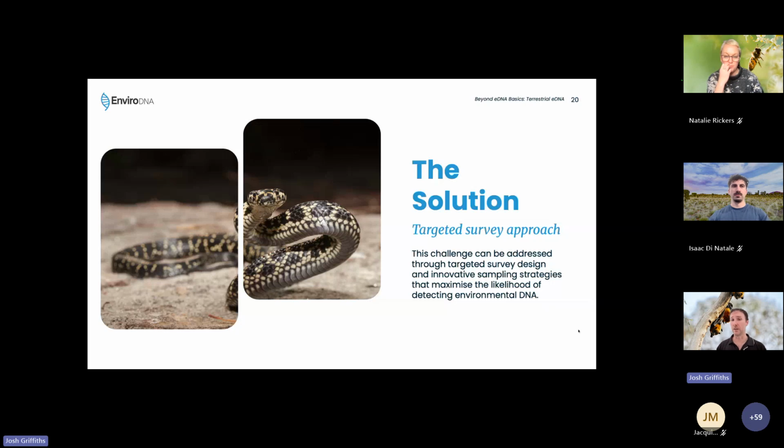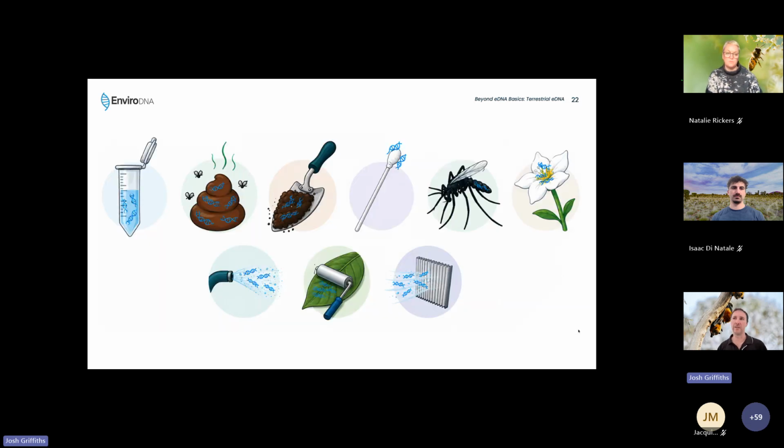And it's important to understand not all of these have been explicitly tested and validated. So often there's a pilot study step that needs to be required. But Isaac's going to run you through a whole range of different examples about how we can use different techniques in terrestrial environments. And so these are just some of the ideas.